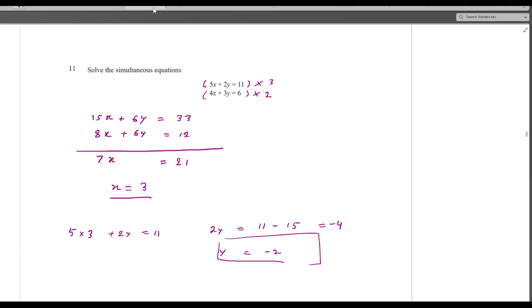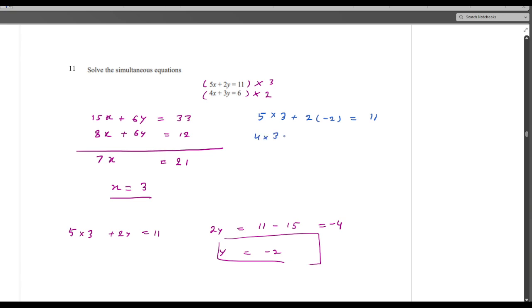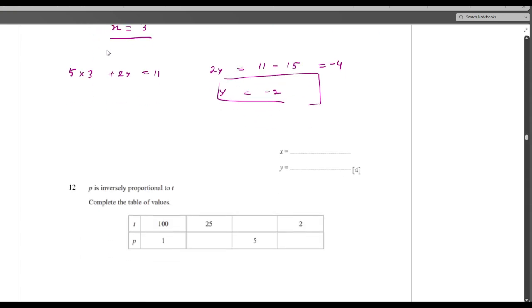Now let us verify whether this satisfies the equations. The first equation is 5 times x, so 5 times 3, plus 2 times y, 2 times minus 2. The result is 15 minus 4, which is 11. The second equation is 4 times 3 plus 3 times minus 2. The result is 12 minus 6, which is 6. So the answer is correct. My solution is x equals 3, y equals minus 2.